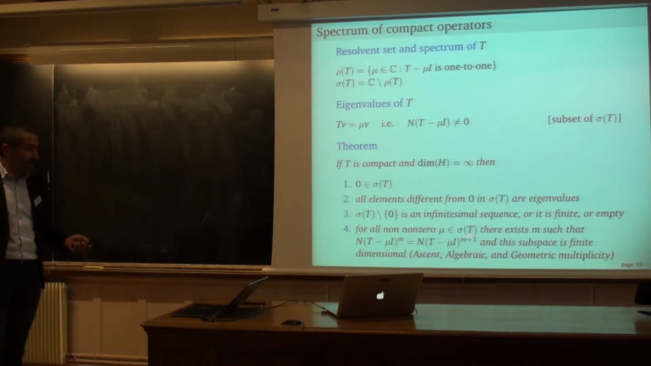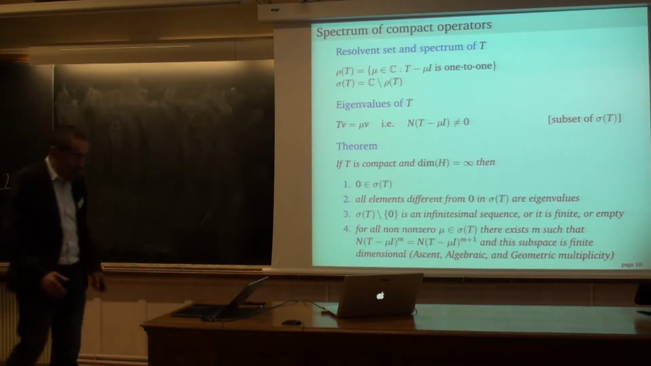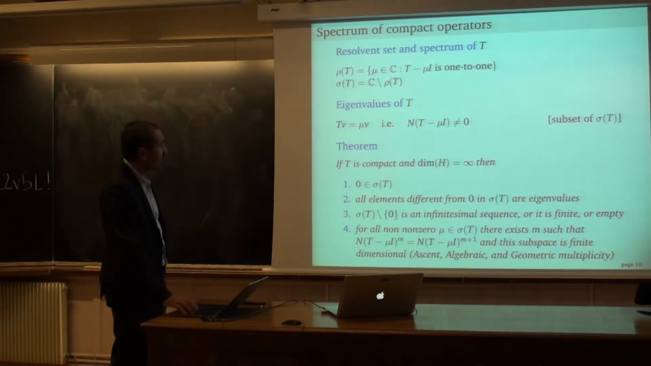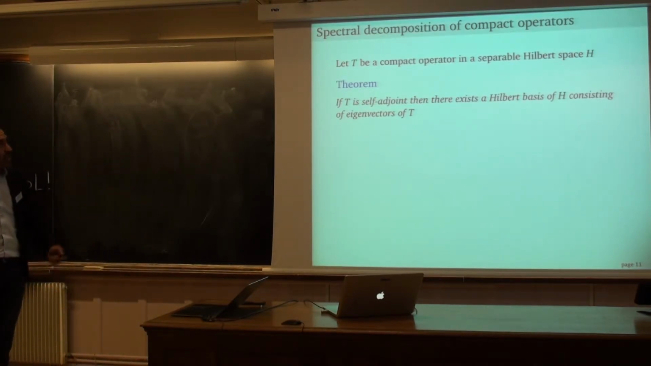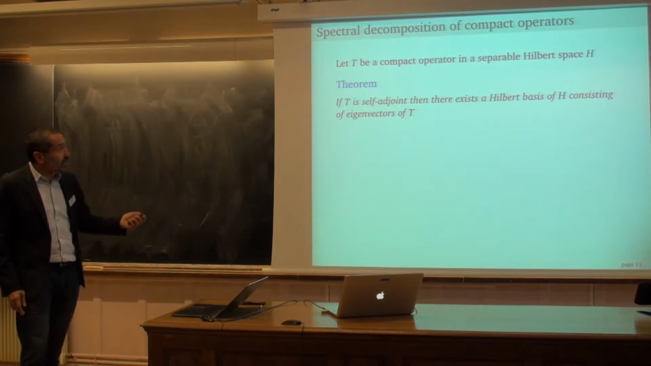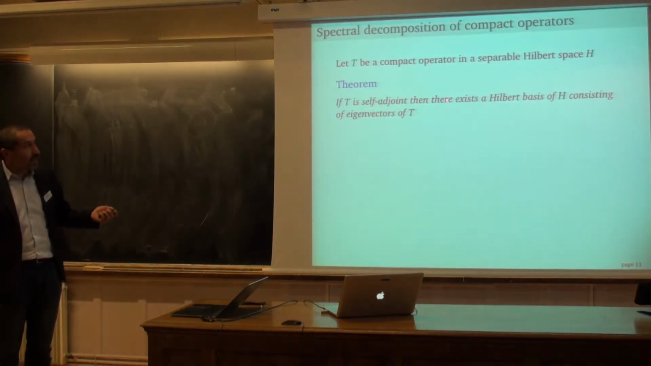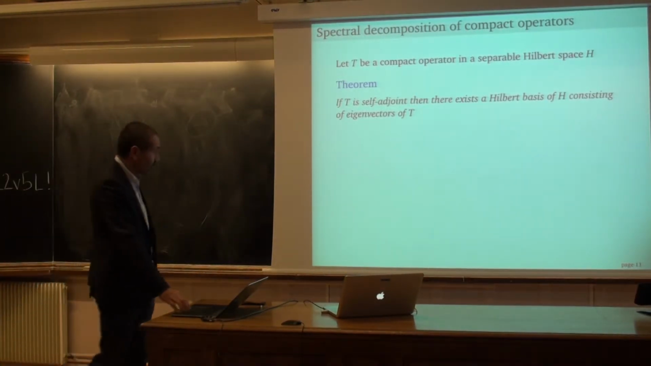And then you also have this nice definition of algebraic and geometric multiplicity and the ascent, which is related to the kernel of the iteration of T minus mu I. I assume that you know about that. In particular, there is the spectral decomposition of a compact operator, which plays the same role as the diagonalization of matrices that we've seen before. It tells you that in the case of a self-adjoint operator, for instance, there exists a Hilbert basis of H consisting of eigenvectors. This is exactly the matrix S that you have seen in the matrix example before.